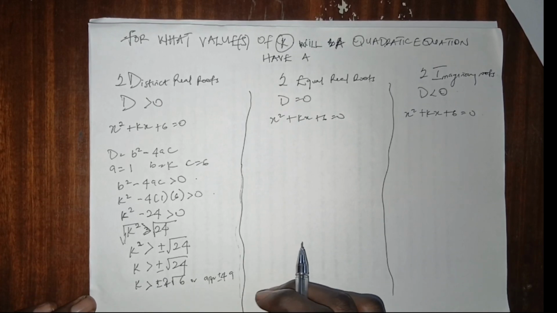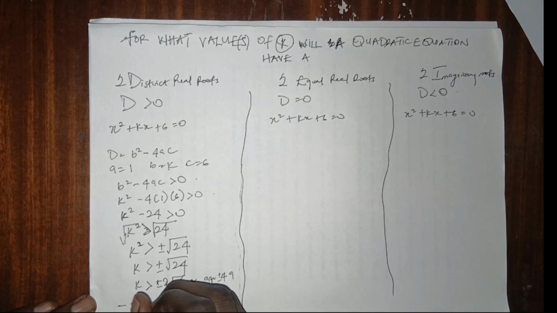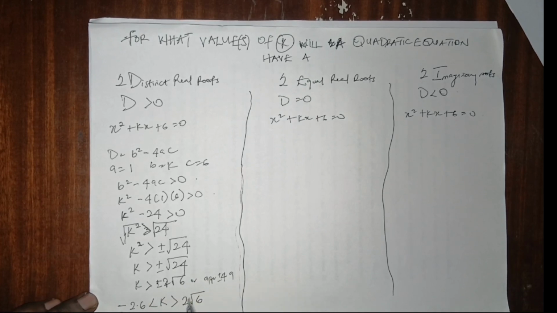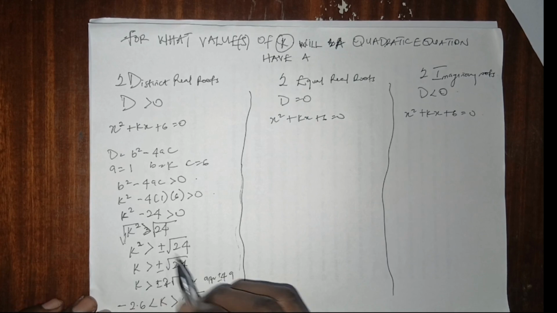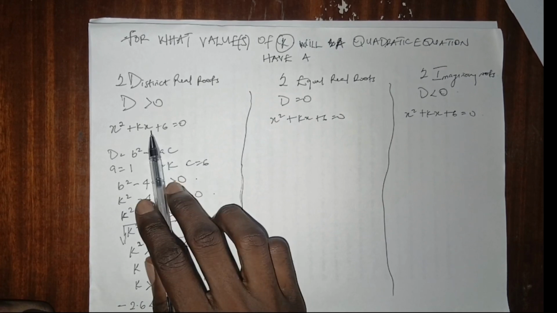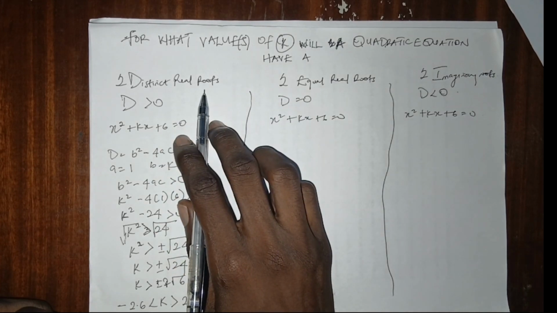So we write this as a range. Whenever you have anything in this range, any number greater than 4.9, or if you turn it the other way around, any number in the negative range, and you put it back into this quadratic, you have two distinct real roots.